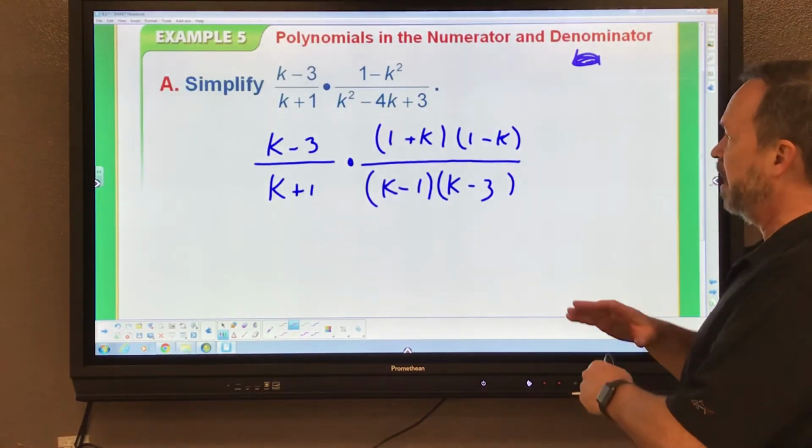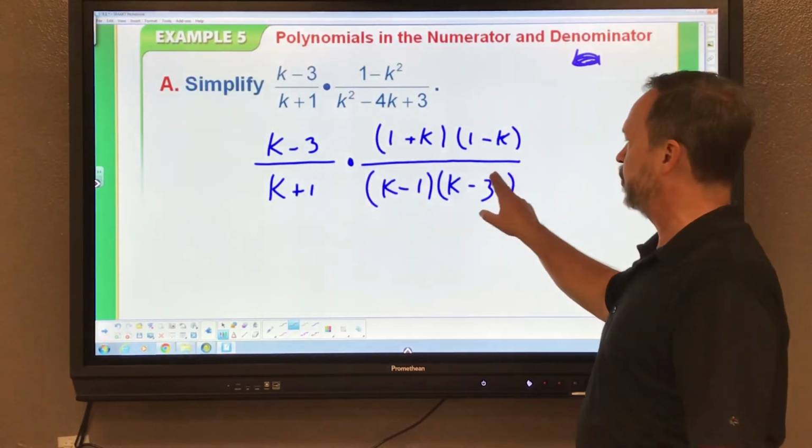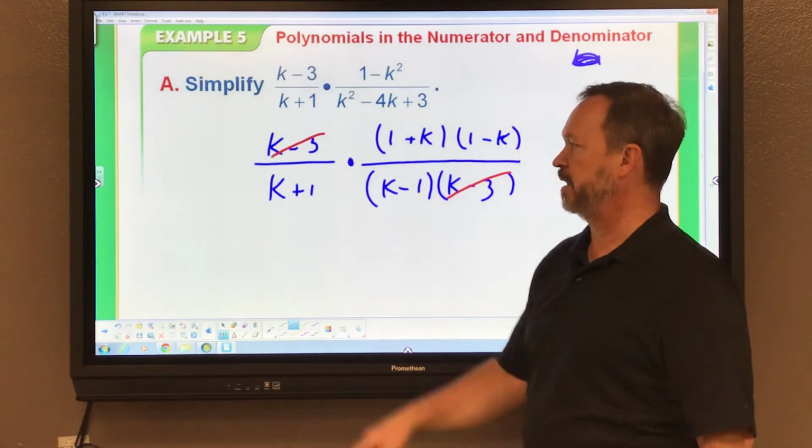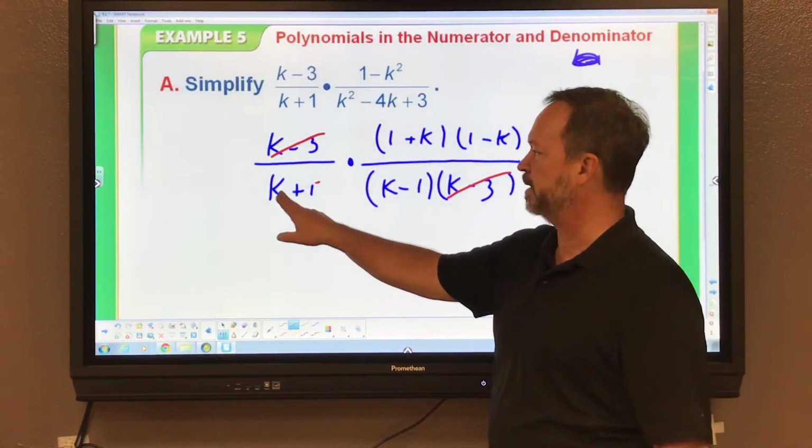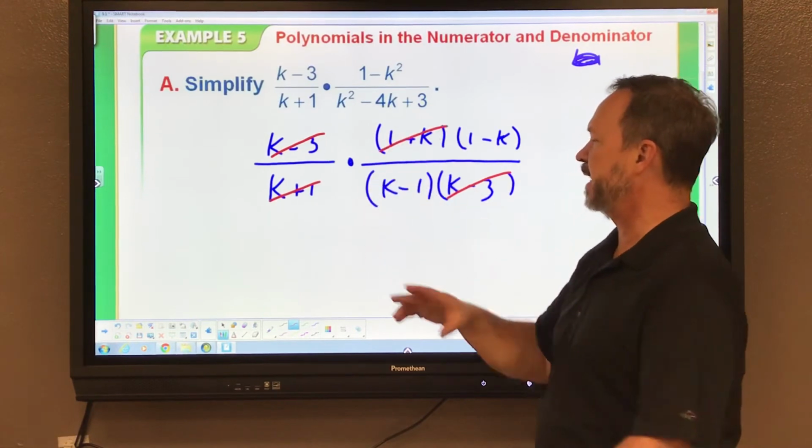So once we've done all our factoring, this should be pretty easy to cancel, like the k minus 3. That should be obvious to you. The k plus 1 and the 1 plus k, those are exactly the same.